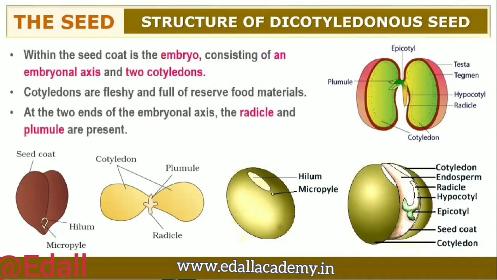Within the seed coat is the embryo, consisting of an embryonal axis and two cotyledons. The cotyledons are often fleshy and full of reserve food materials. At the two ends of the embryonal axis are present the radicle and the plumule.